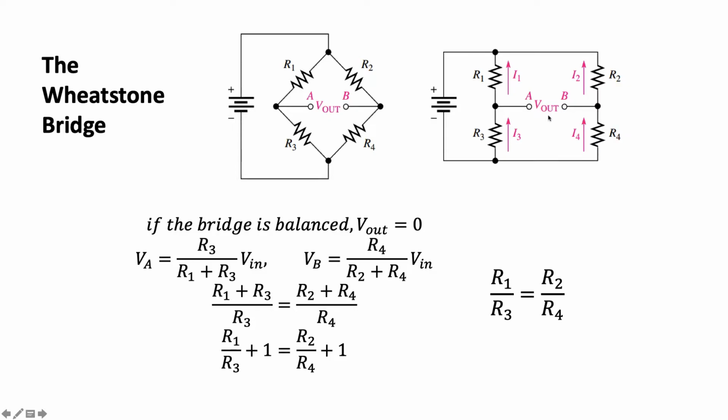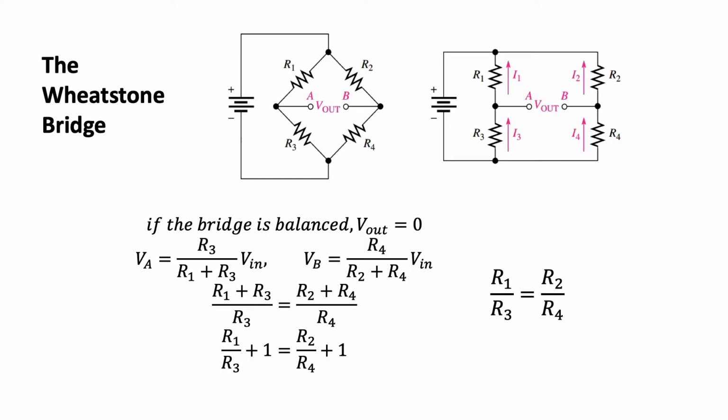There are 2 conditions governing this bridge, the balanced and the unbalanced. Based on the figure, Vout is equal to VA minus VB. When the output voltage is 0, the bridge is balanced. When an output voltage is present, the bridge is unbalanced. There are many applications for the Wheatstone bridge, and we'll consider one example later. For now, let's consider the case when the bridge is balanced, that is, the output voltage is 0.